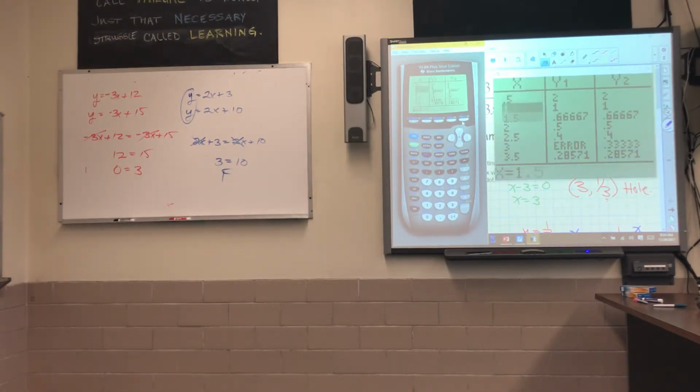And I'm going to go down to where I saw the hole. The hole was at 3, so that's the x value of 3. And then when you plug that 3 into the reduced function to find the y value, it's 1/3. Does that kind of make sense? Okay.